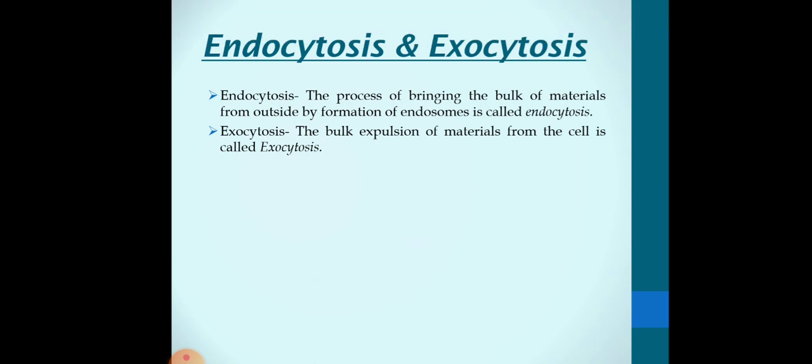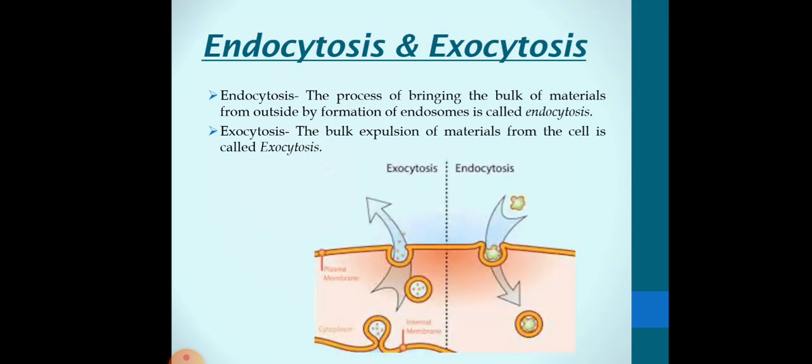This diagram shows endocytosis and exocytosis. On the right side you can see endocytosis. Here substances are coming inside the cell. And in exocytosis, substances are expelled from the cell. Exo means to move outside, and endo means inside, brought inside. So endocytosis is the movement of particles inside the cell, and exocytosis is the movement of particles from the cell to the outside.